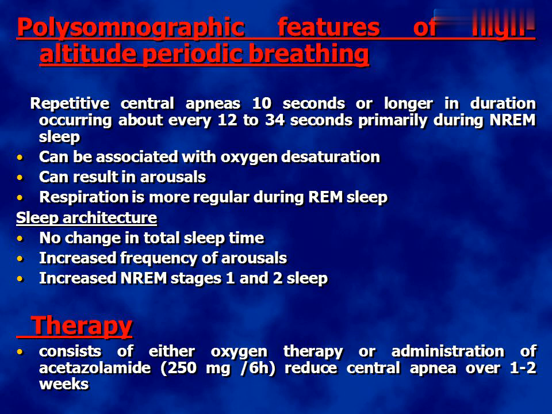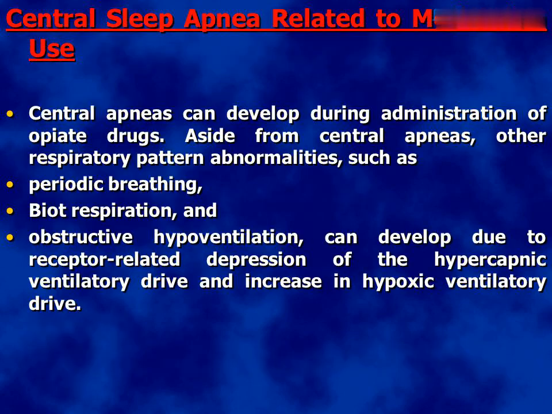Therapy consists of either oxygen therapy or administration of acetazolamide, 250 mg every 6 hours, which reduces central apnea over 1 to 2 weeks. Central sleep apnea related to medication use. Central apneas can develop during administration of opiate drugs. Aside from central apneas, other respiratory pattern abnormalities, such as periodic breathing, biorespiration, and obstructive hypoventilation, can develop due to receptor-related depression of the hypocapnic ventilatory drive and increase in hypoxic ventilatory drive.